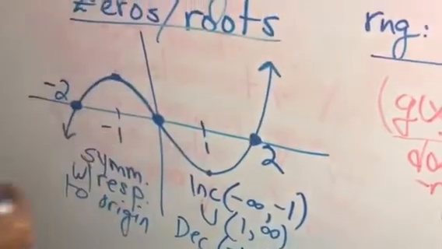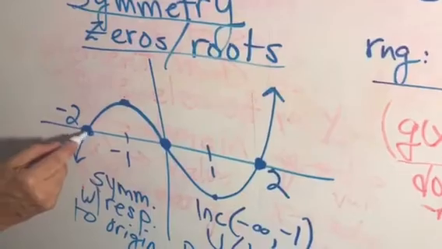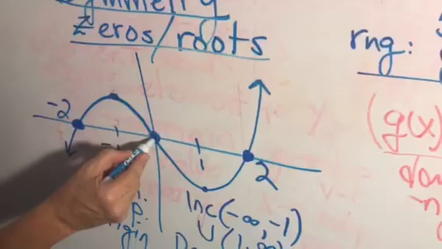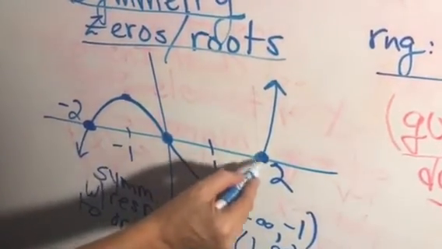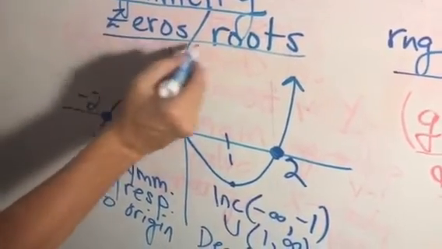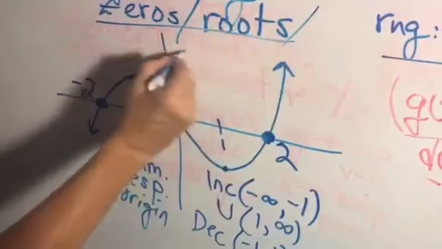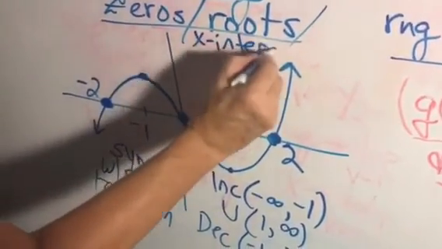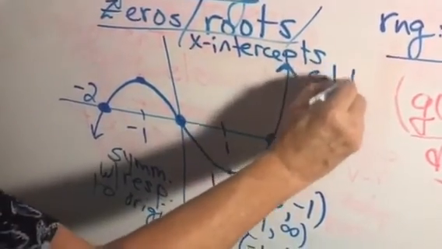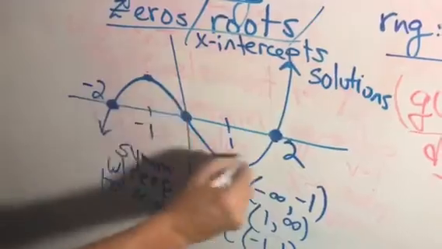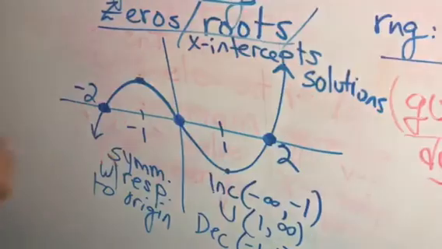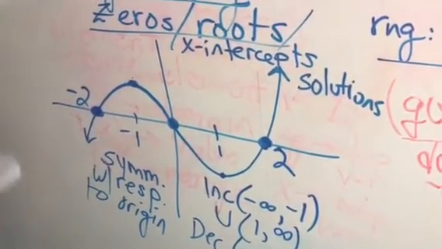Zeros and roots. This graph has a 0 here because that's where it crosses the x-axis. It has a 0 here, it also crosses there, and it has a 0 here. Now there are several names that we can use for this. We can call them zeros, we can call them roots, we can also call them x-intercepts for where they cross the x-axis, and sometimes they're just called solutions to the equation. So if we had this written as a function, we would say that it had 3 solutions. Those are where they cross the x-axis. Okay.